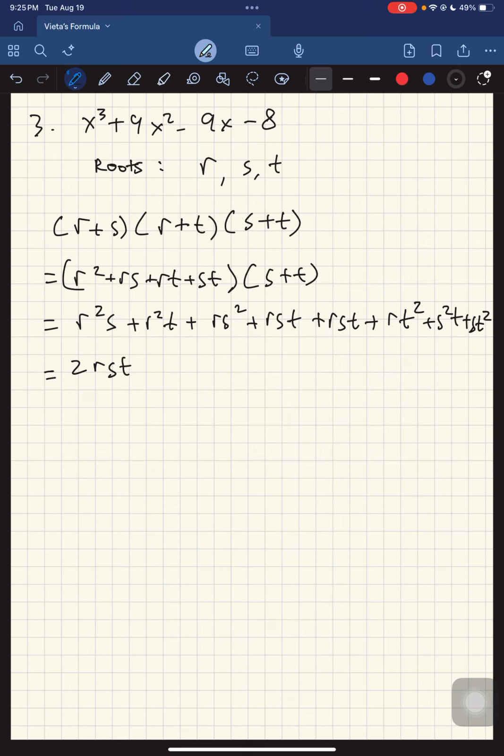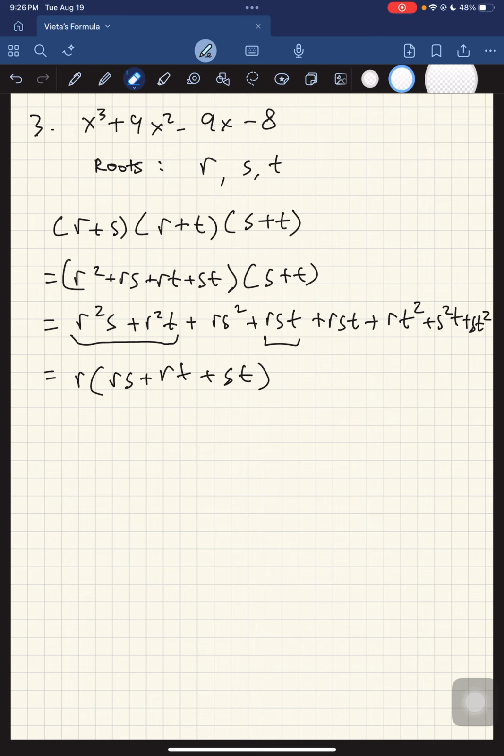And then over here, we can factor the r. Wait, hang on, no. This is how we're going to do it. So we can consider this term here. We have r squared s plus r squared t plus rst. So we can factor out the r. This is going to be equal to r times rs plus r times rt plus r times st. So you can notice that this is just going to be one of the roots times the second symmetric sum.